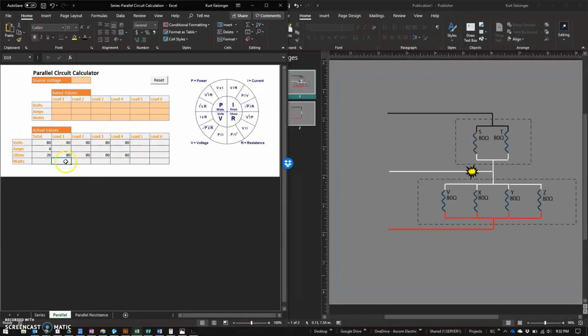And again, they were looking for X. These are all the same, so it doesn't really matter, but technically X is our load number 2 here. So let's use Ohm's law to solve for amps if we know volts and ohms. Quite simply, it's V divided by R. In this case, 80 divided by 80 gives you, guess what, 1. Okay, so that's your answer.